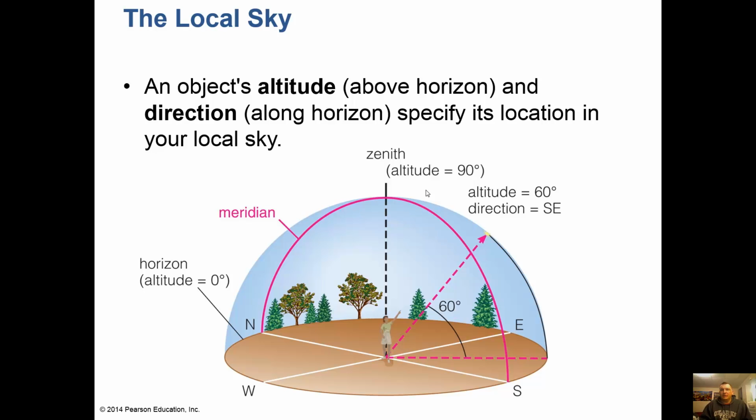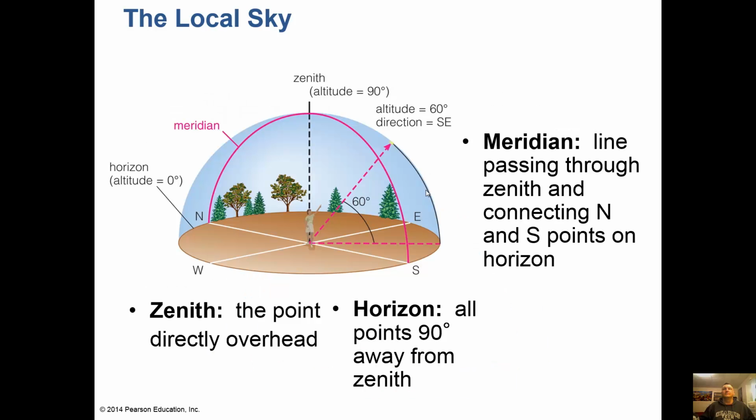From your horizon to the straight above point in your sky is the zenith at 90 degrees. The meridian is an imaginary line that passes through your zenith, that point straight above your head, no matter where you are on the earth. And it's not the North Pole unless you are at the North Pole. The meridian is a line passing through the zenith, and it connects the north and south points on the horizon.